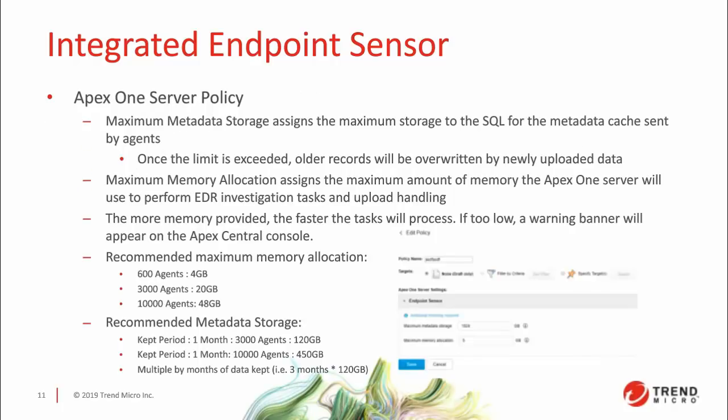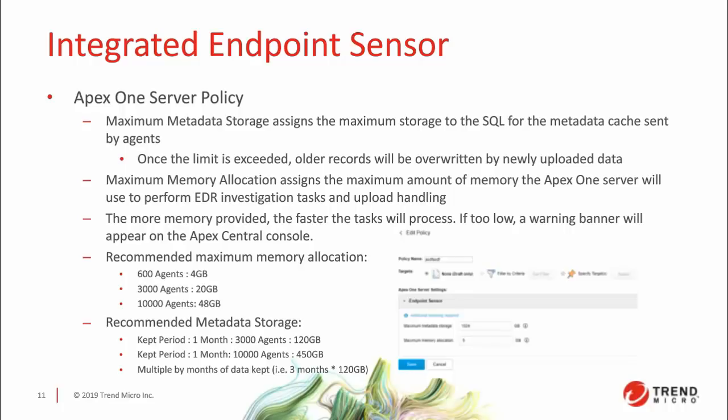So once you get the endpoint sensor on and you're issuing a policy, there's Apex One server policy inside of Apex Central. And this just has a couple of options, and this is particularly important. So there's a metadata storage option, right? The maximum amount. This assigns the amount the SQL Server will use for that metadata cache. Once you get past that point, let's say you set it for 450 gigabytes, if it ever gets past that on the SQL Server, it'll overwrite the older data until it fills up.